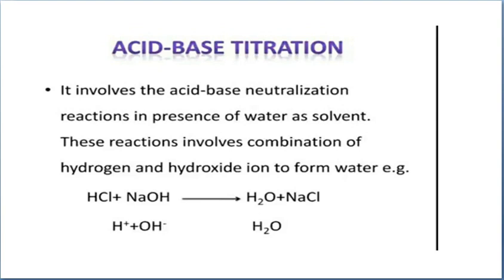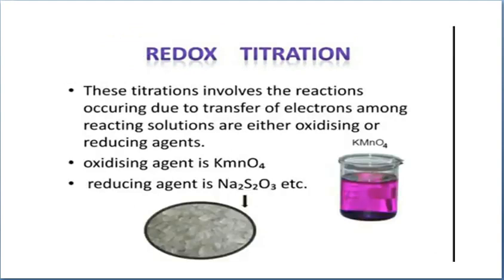Next, redox titration. Redox titration is where both oxidation and reduction take place simultaneously, with a transfer of electrons. In redox titration we are not using any indicator, because KMnO4 acts as a self indicator. It acts as an oxidizing agent, and sodium sulfate acts as a reducing agent. Another example for redox titration is FAS versus KMnO4. We are doing it in your practicals.